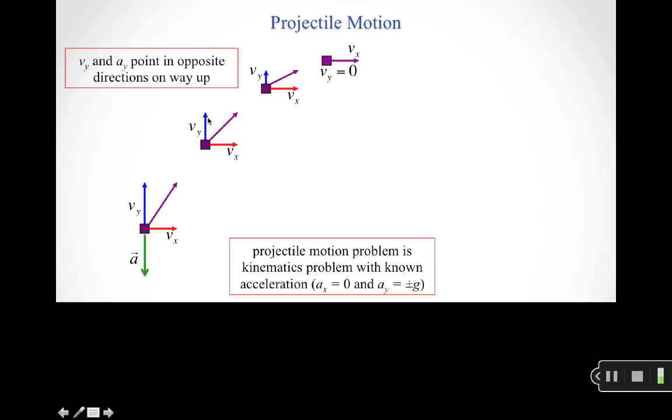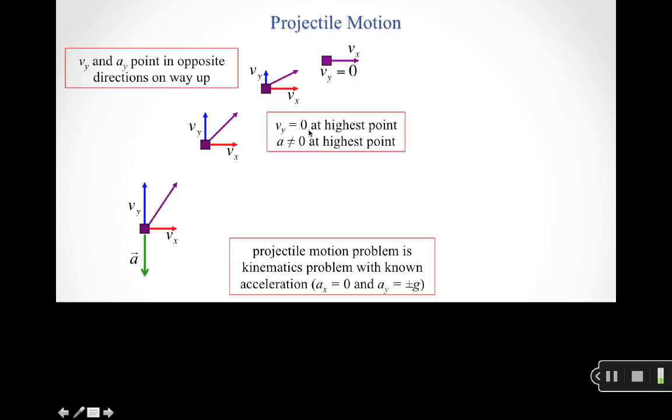I saw that the y component of the velocity decreased as my object went up, and that's because the y component of the velocity points opposite the direction of the acceleration. So this component is going to get smaller and smaller and smaller because it points opposite the acceleration. The x component doesn't change. At the highest point, I know that the y component of the velocity equals 0.